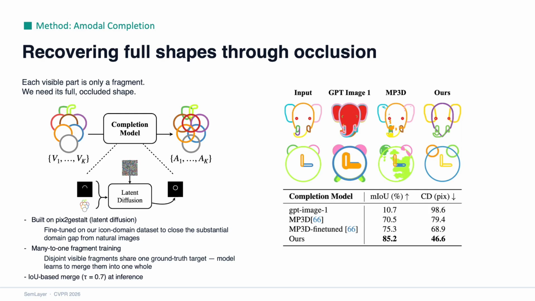Each visible mask is only a fragment of a part, so we need to recover its full, occluded shape. We build on Pix2 Gestalt, a latent diffusion amodal model, and fine-tune it on our icon domain dataset to close the substantial gap from natural images. A key trick here is many-to-one fragment training. We feed disjoint visible fragments that all share a single ground truth target, so the model learns to merge them into one whole shape rather than completing each piece separately. At inference, we use an IOU-based merge with threshold 0.7. We outperform MP3D by a wide margin, reaching 85.2 MIOU and almost halving the chamfer distance.